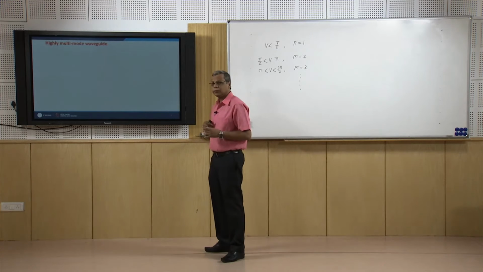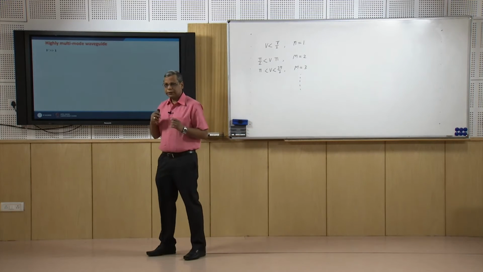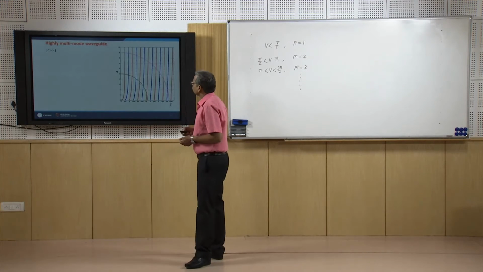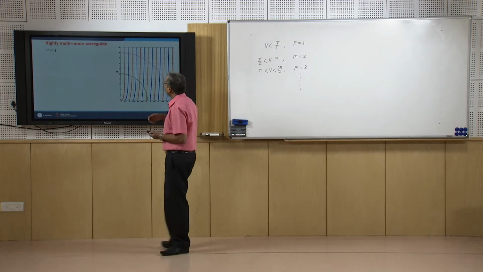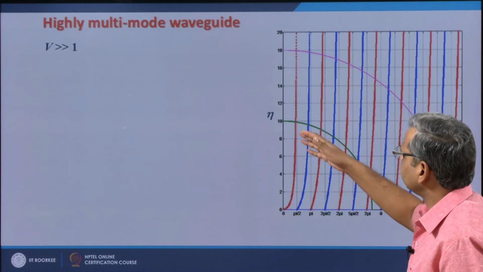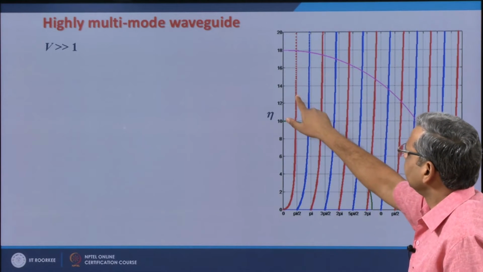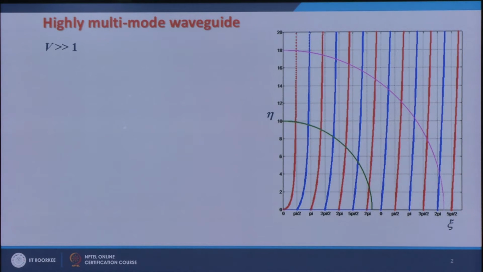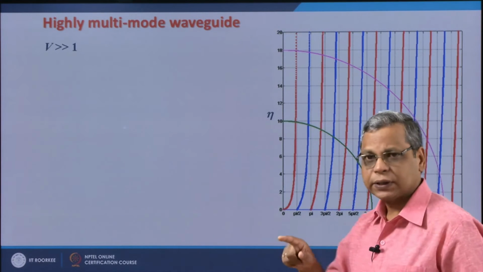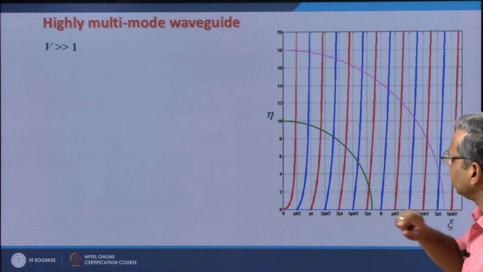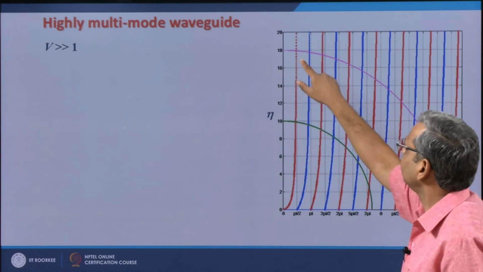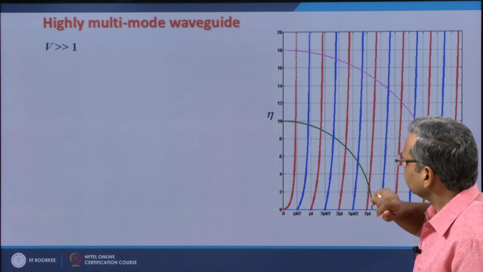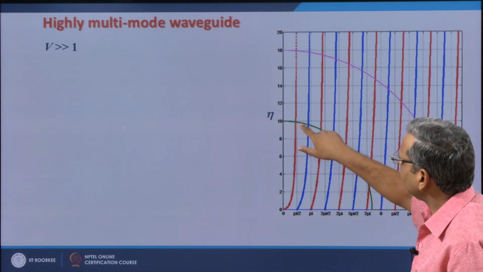So, if it is a highly multimode waveguide where V is much larger than 1, typically if V is more than 10 or so, then if I now again plot these transcendental equations, this is eta is equal to xi tan xi, and the blue one is eta is equal to minus xi cot xi. Now, if I plot the sections of circles for large values of V, let us say V is equal to 10 or V is equal to 18 or 20, what do I see? For the first few modes the points of cross sections are somewhere here.